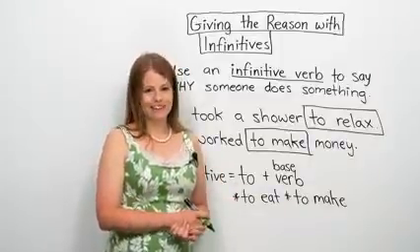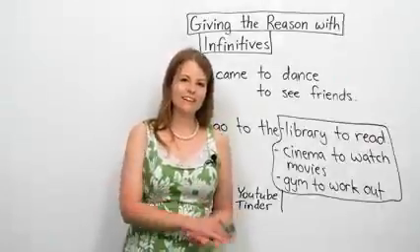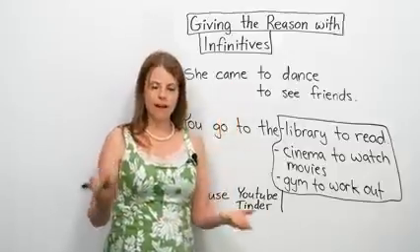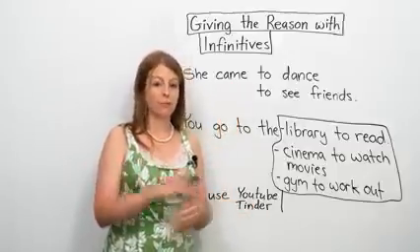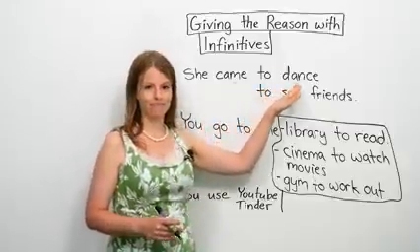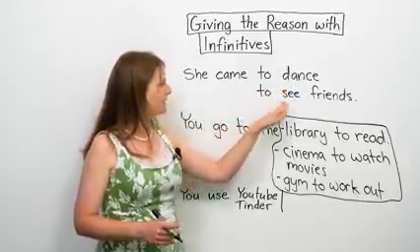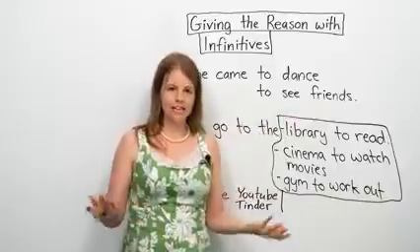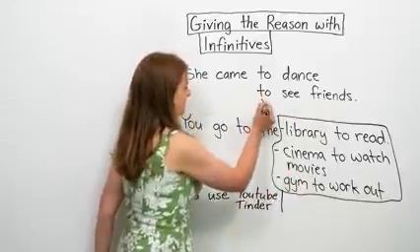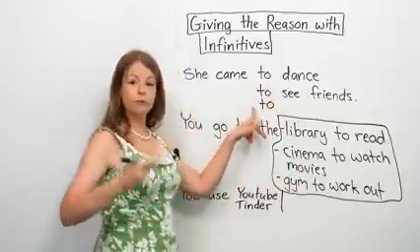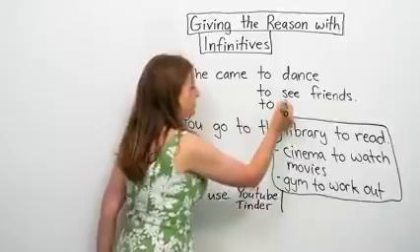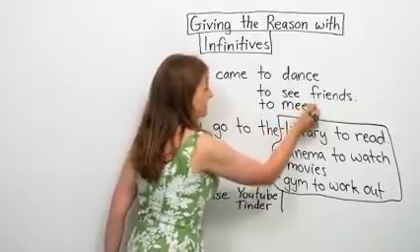So now let's look at some more examples. Okay, so let's look at another example. She came. Why did she come? Well, one example might be, she came to dance. She came to see friends. She came to meet people. So notice we have to, which is the preposition of an infinitive, and then we have the verb. So in this case, we can add meet.